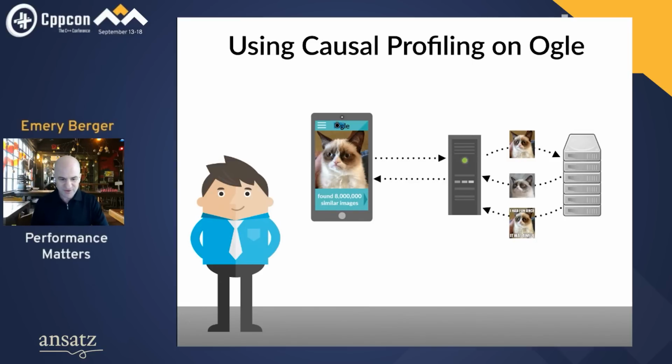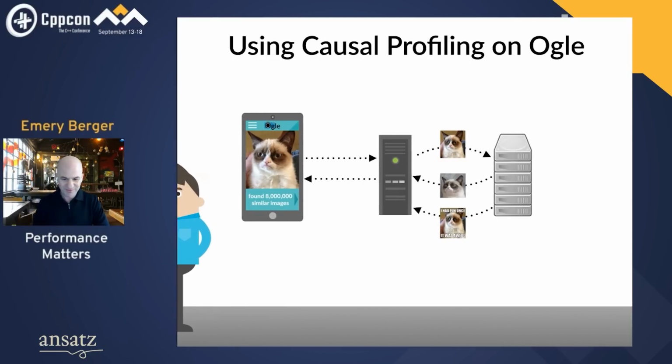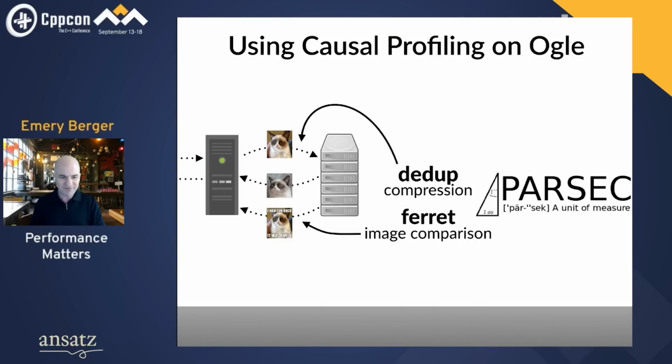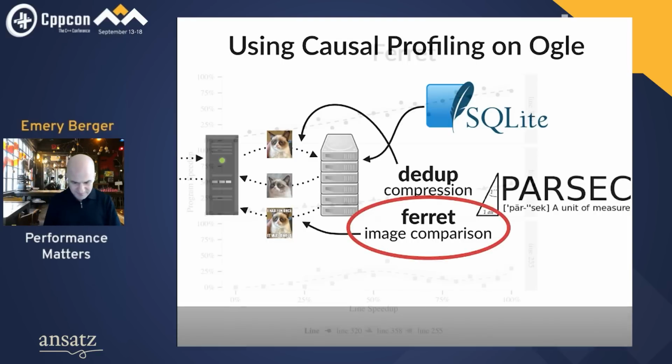So if you are running Ogle, well, we need code to run Ogle. So we took a bunch of programs from this thing called Parsec, and we combined them. So we have a thing that does deduplication. So when you take an image, it compresses it, and I'll explain how. We have a thing that does image comparison called Ferret. These all come from Parsec. And then the database, we use SQLite. So let me focus on Ferret, which was quite easy and quite nice.